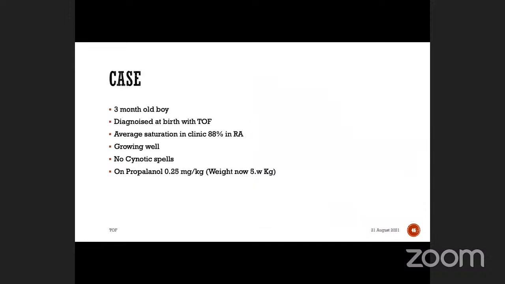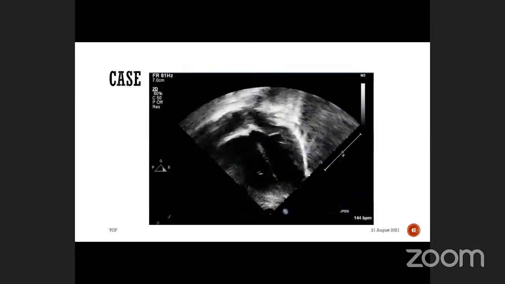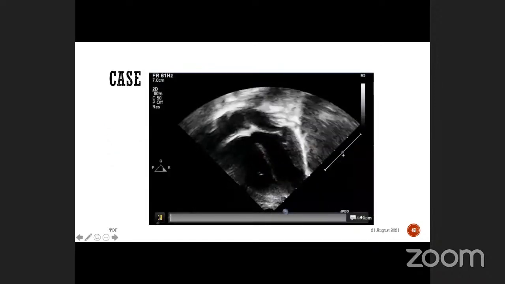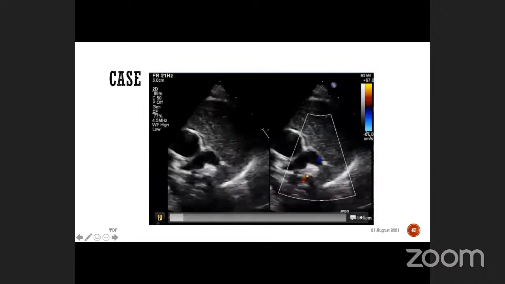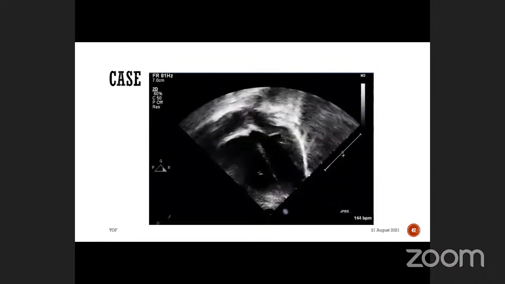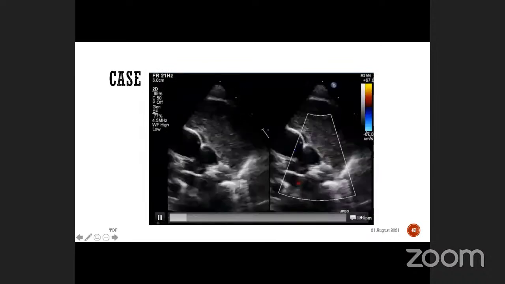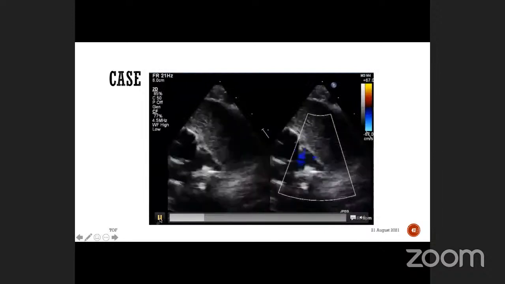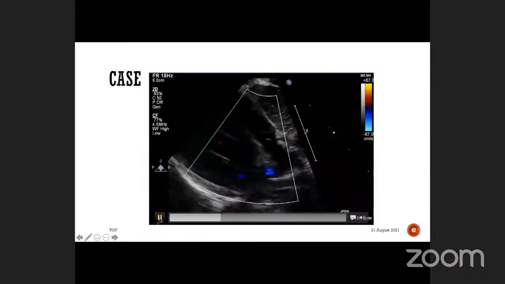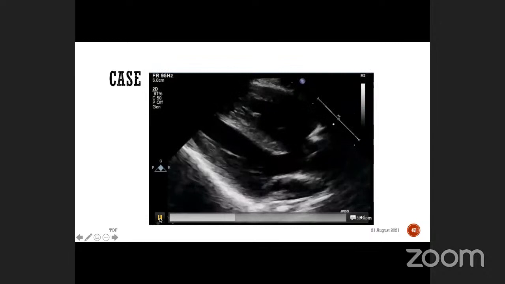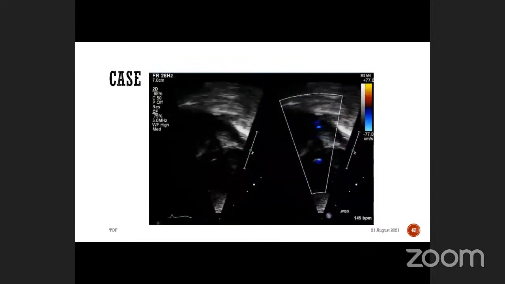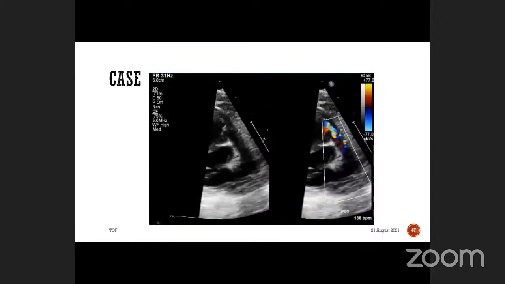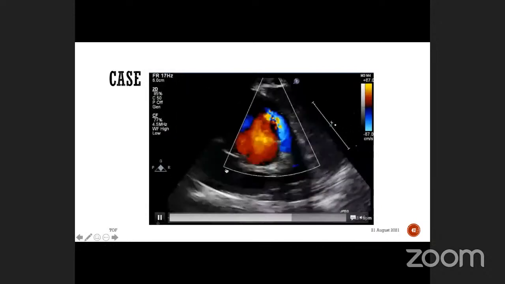So, a 3-month-old diagnosed at birth with tetralogy, average saturation is 88 in room air, growing well, no cyanotic spells, on propranolol. Again, very large aorta, small PA. LPA is a bit smallish, hypertrophied RV. There's infundibular, and so PA looks very small here.